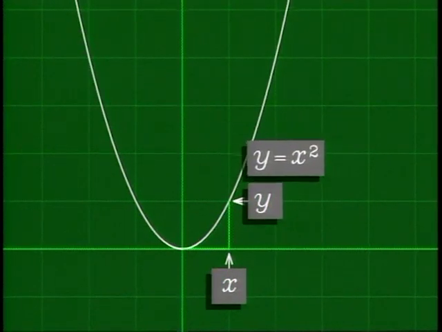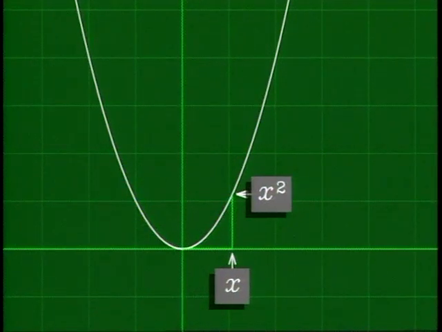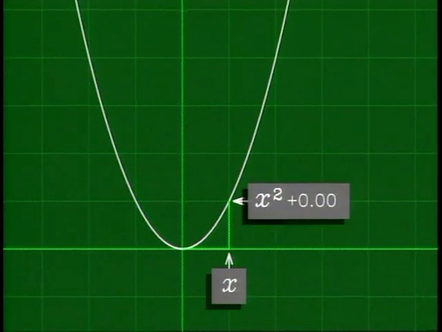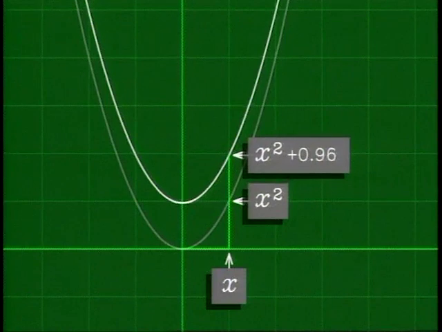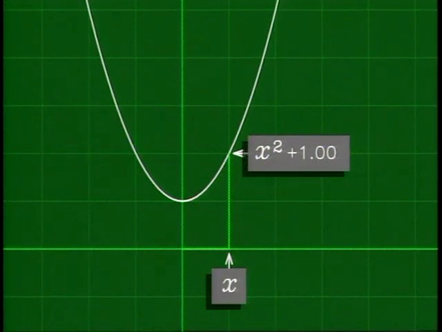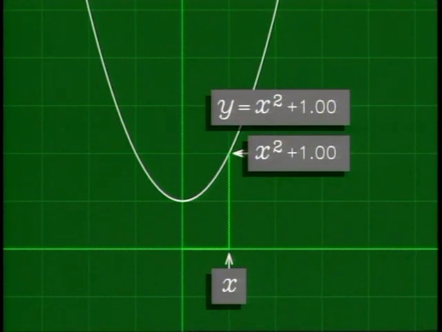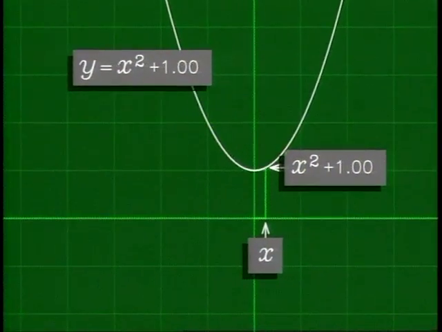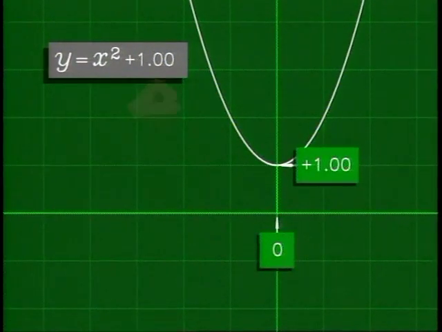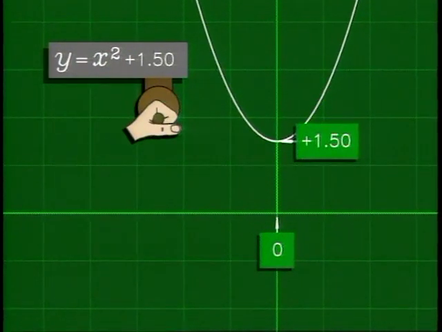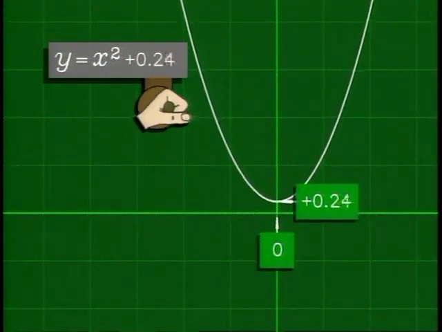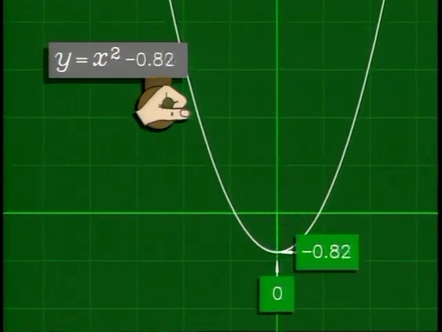Let's see what happens to the equation when we shift the graph up or down. If we move the graph up 1 unit of distance, the new graph has the equation y equals x squared plus 1. If we move it vertically by any amount, the equation is changed by adding or subtracting that amount. All these examples illustrate vertical translation.